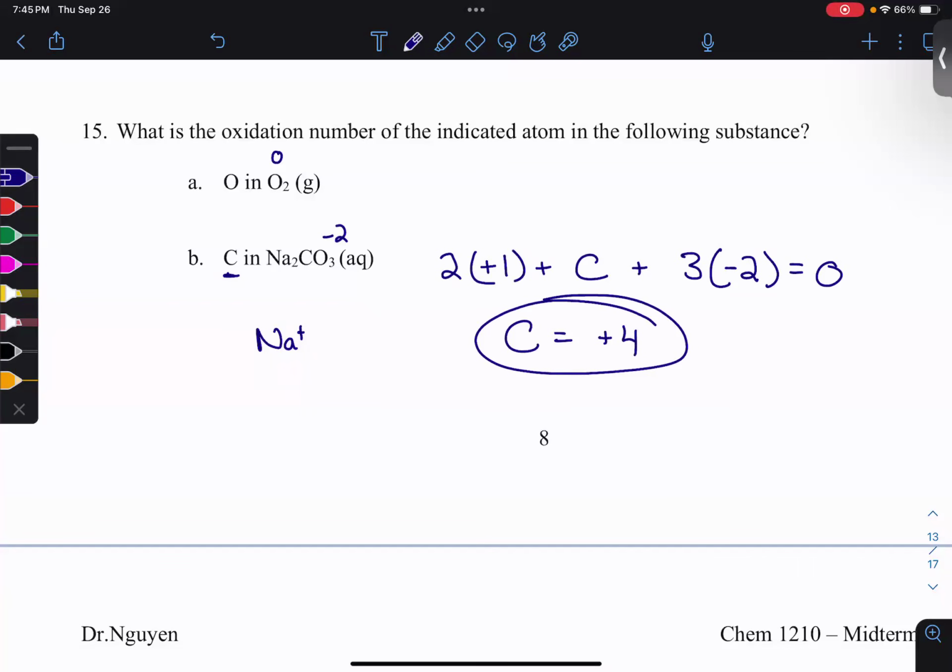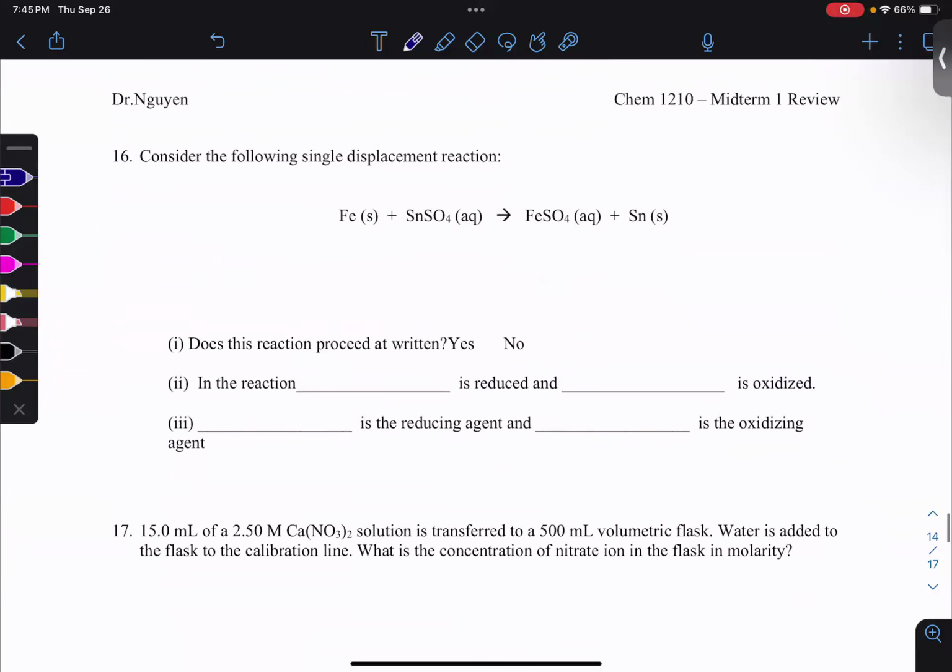The tricks are hydrogen in a compound is usually +1, and oxygen in a compound is usually -2. The exceptions are H2 and O2. Those two have 0 oxidation numbers, all right? So let's put that to use.